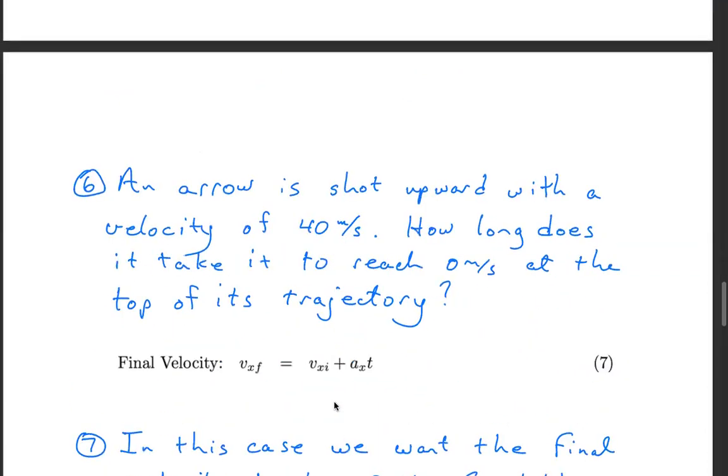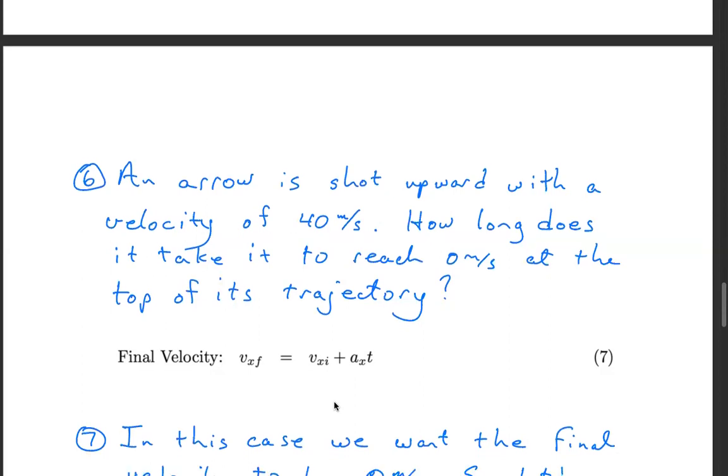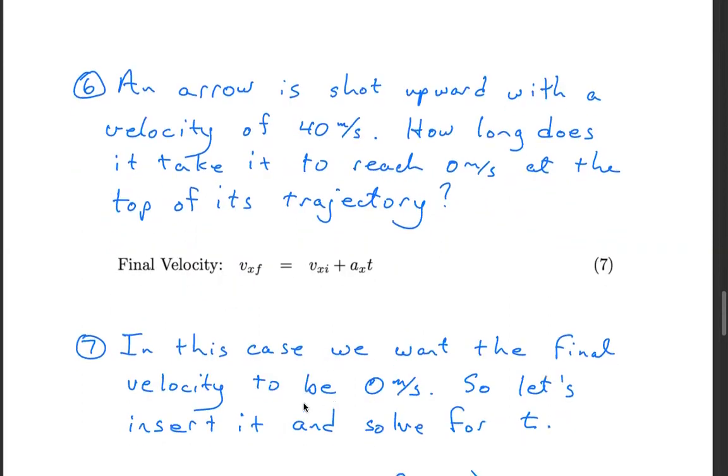Now, an arrow is shot upward with a velocity of 40 meters per second. How long does it take it to reach 0 meters per second at the top of its trajectory? Well, we're going to use this equation 7. Final velocity is equal to the initial velocity plus the acceleration times time. So in this case, we want the final velocity to be 0 meters per second. So let's insert it and solve for t, for time.